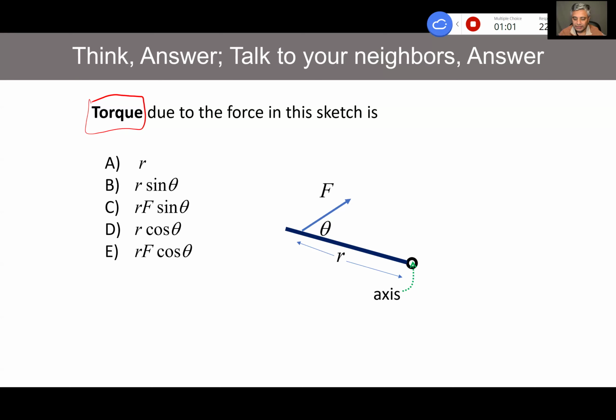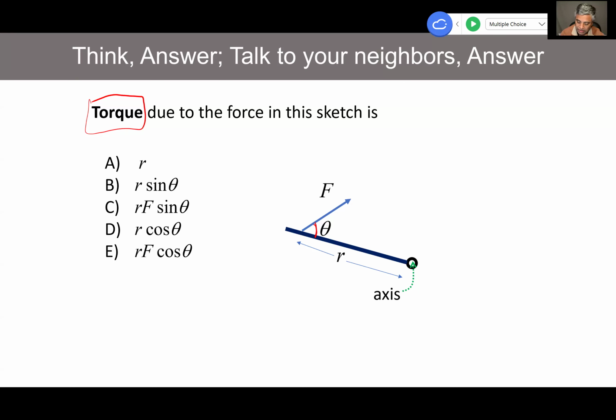Thirty more seconds. And 5 more seconds. 5, 4, 3, 2, 1, and it stops. Okay.